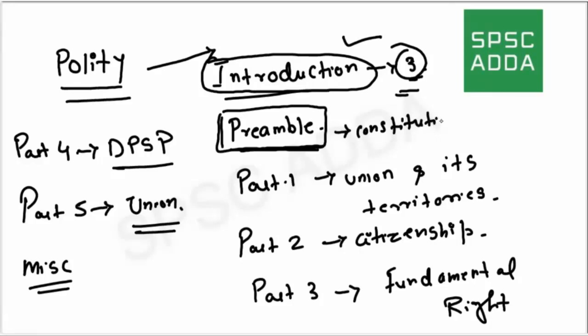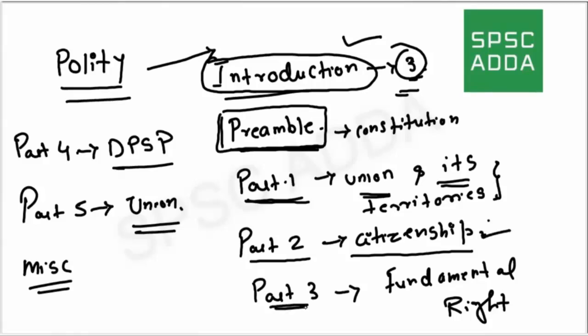The next thing is part 1 of the Constitution, that is union and its territories. We will learn India as a whole, and also deal with various states of India, like Maharashtra, Tamil Nadu, Kerala, all the states. Then we will talk about citizenship, how a person can get Indian citizenship and how a person can lose it. The third thing is fundamental rights. After that, we will do DPSP, directive principles of state policy, union, and various miscellaneous topics.